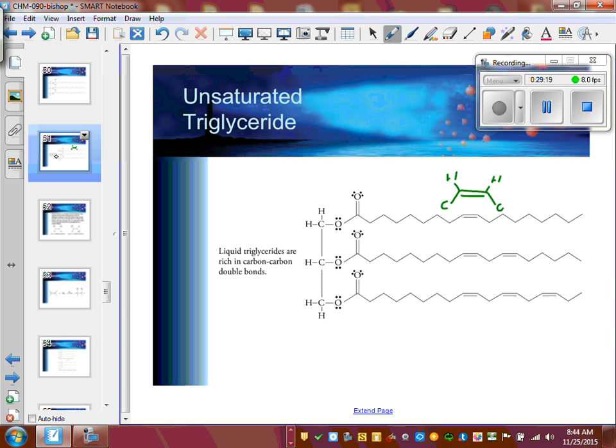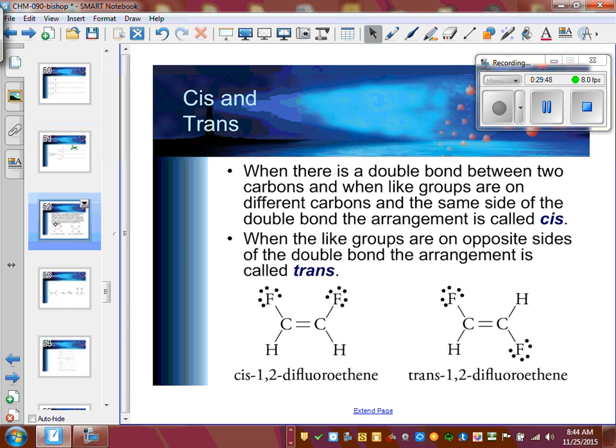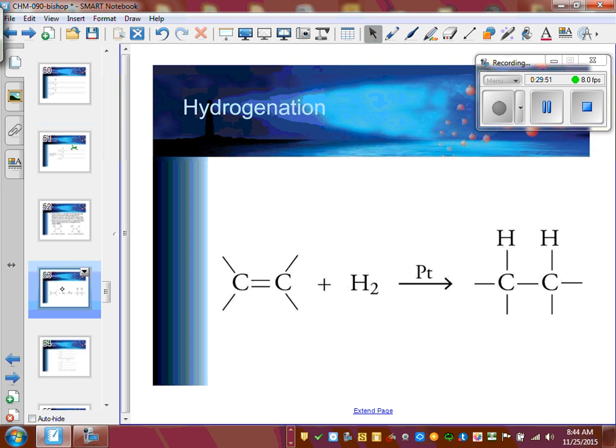And because this has many double bonds, what's a prefix for many? Poly. So this would be polyunsaturated. Ever heard the term polyunsaturated fats? There we go, or polyunsaturation. That's where that comes from. Okay, we did this. Well, we can take these double bonds and add hydrogen to them and make them saturated. So now we're back to a single bond.